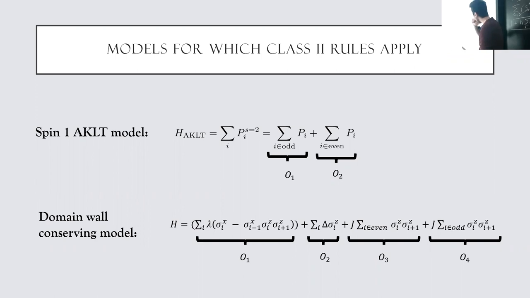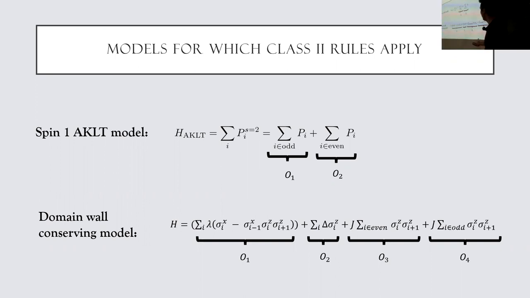configuration. And now we can decompose this H_AKLT into two partitions: the sum over the projectors on the odd sites and the sum over the projectors on the even sites, a bit like the picture I showed before. And you can show that these two partitions satisfy the rules I showed above for some given states. And so you can find quantum scars in this model using this broken unitary picture. There's actually another model that also satisfies the same property.